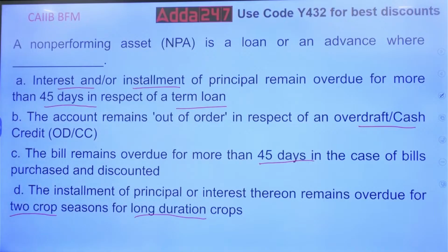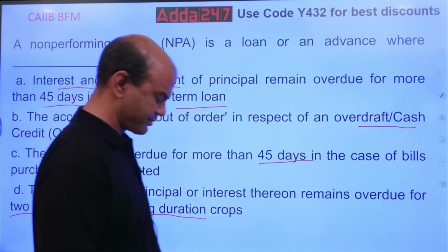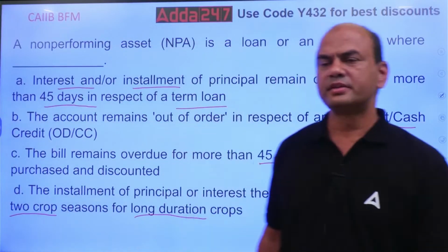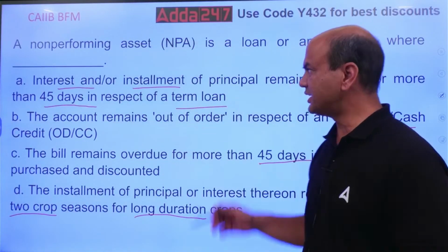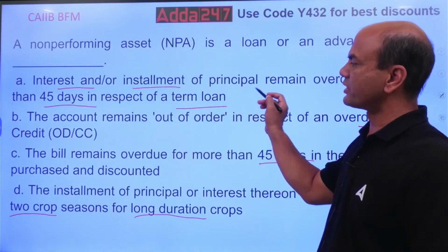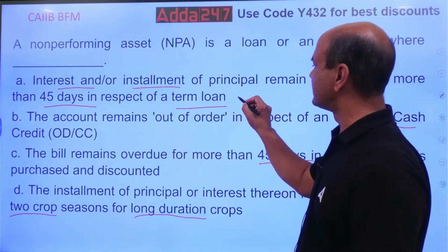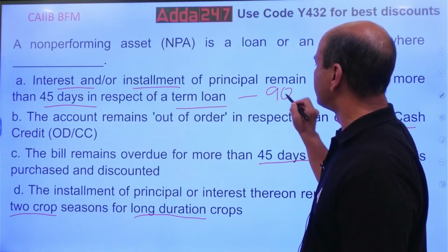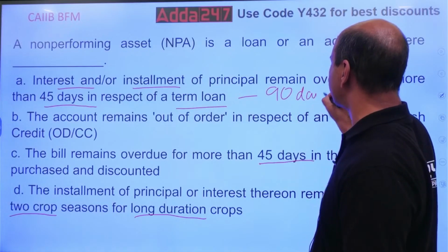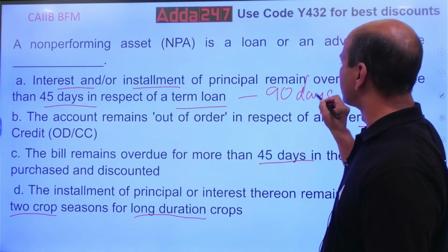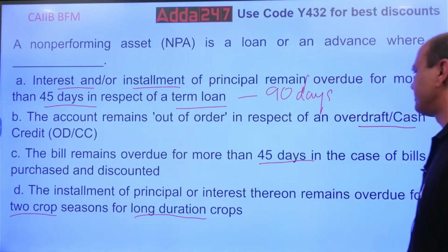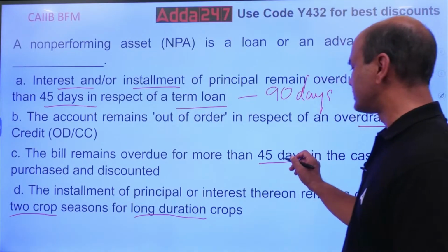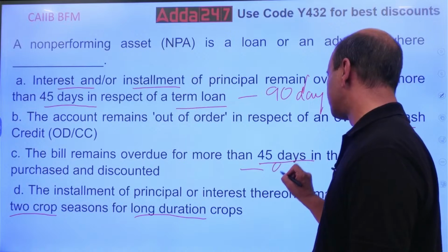Yes, very simple one. This answer is not correct. 45 days? The rule is 90 days. Everywhere the rule is 90 days. Then 45 days over here, again 90 days. So that is also out.